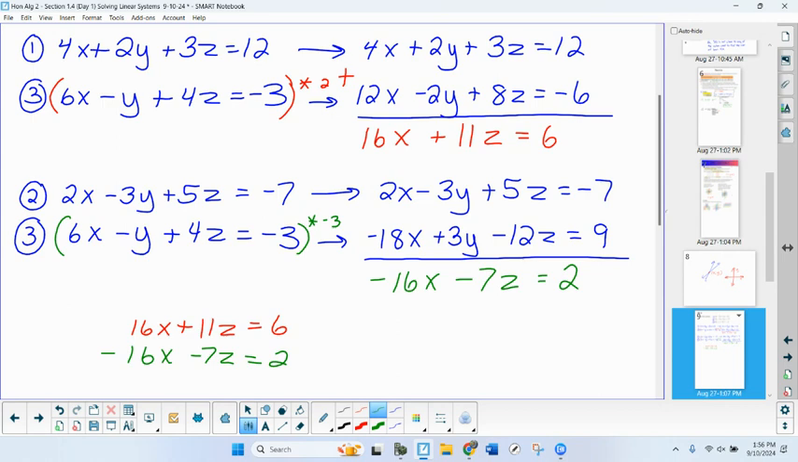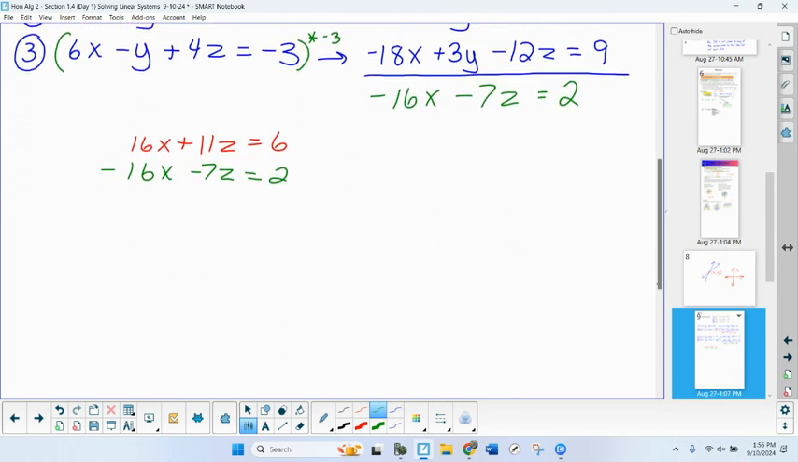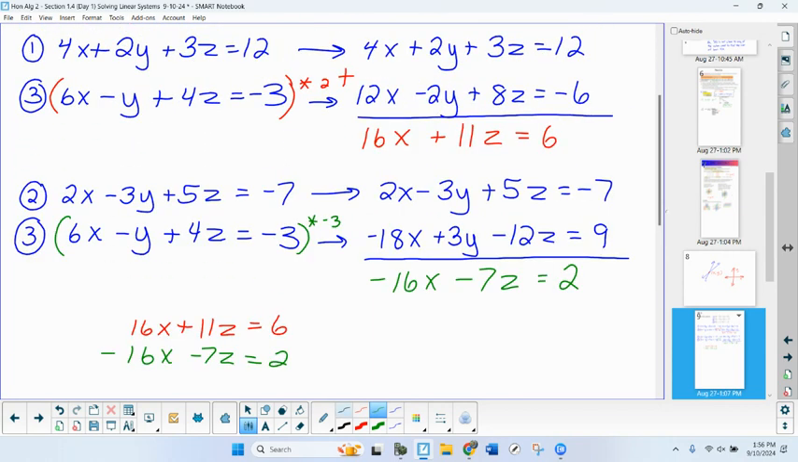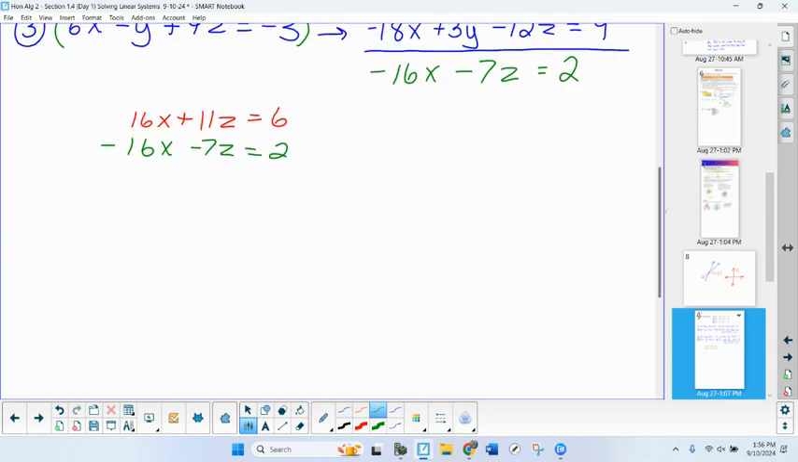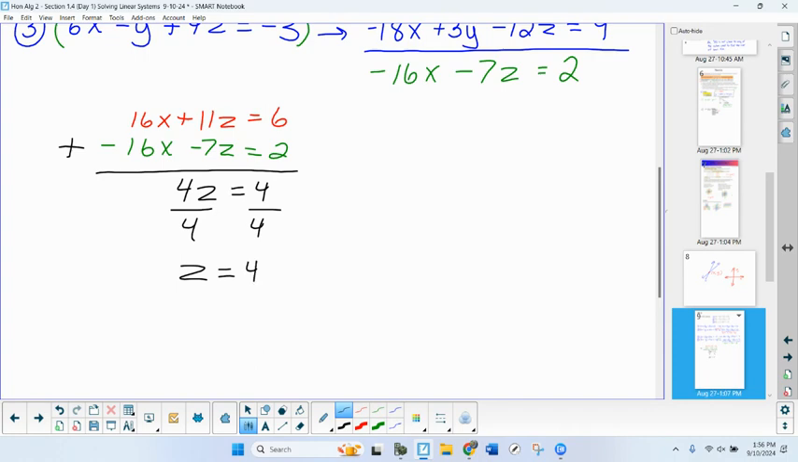At this point, you can use substitution or elimination. Is this already set up for elimination? Do we already have opposites? Yep, so just add them together. When you add them together, what do you get? 4z equals 4. Z equals 1. So he's got one of his 3 letters, way more than a third of the way done with the work.